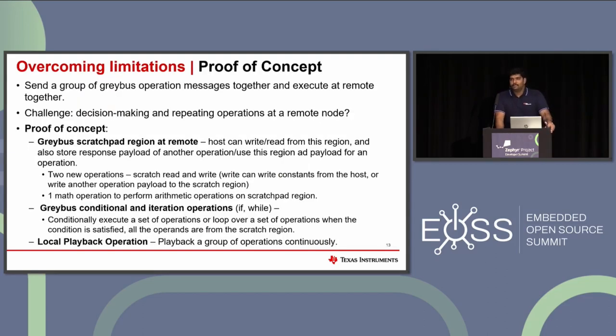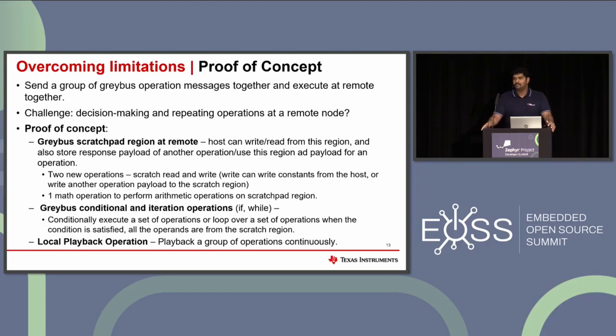So here is a proof of concept I have for overcoming some limitations we discussed regarding using Greybus with kind of slow or unreliable transports. So we can just send Greybus operations one by one and execute them at the host together. Let's say you have a sensor which has something like an enable GPIO. Then you enable the sensor using a GPIO toggle, you read the data over I2C, then you disable it. So maybe you can combine all these, send them one by one, and ask the remote node to execute them together.